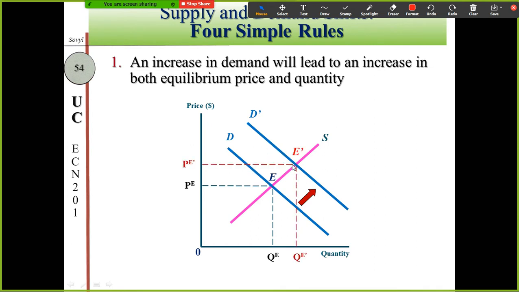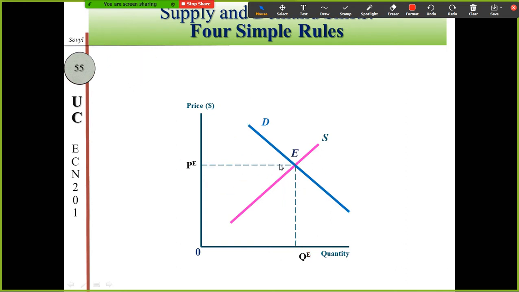As a result, the new demand curve crosses the supply curve and we get a new equilibrium. Compared with the old one, the new equilibrium has a higher equilibrium price and a higher equilibrium quantity. So both are increasing. Okay, this is the first of the 4 simple rules. Now the second one.